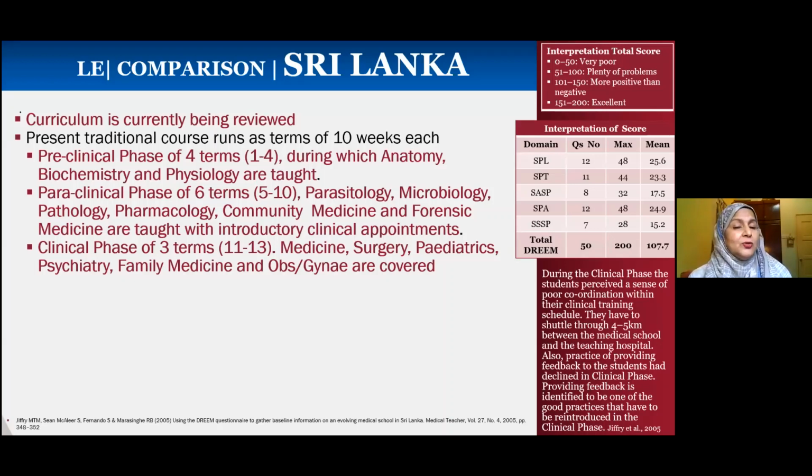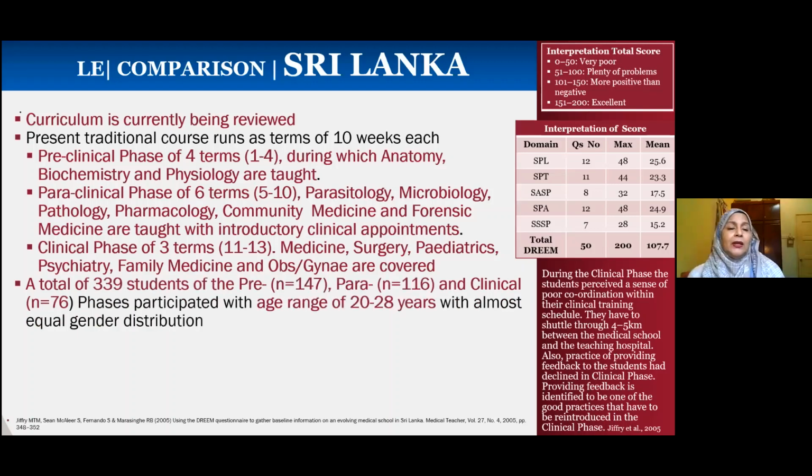While the clinical phase is only 3 terms, meaning 30 weeks of medicine, surgery, pediatrics, psychiatry, family medicine, and obs and gynae. There's no mention of eye, ENT, anesthesiology, etc., what we call the minor postings over there. A total of 339 students of the pre, para, and clinical phases participated with an age range of 20 to 28 years. So the age range in Sri Lanka has increased. Probably they spend much more time in the school stage.